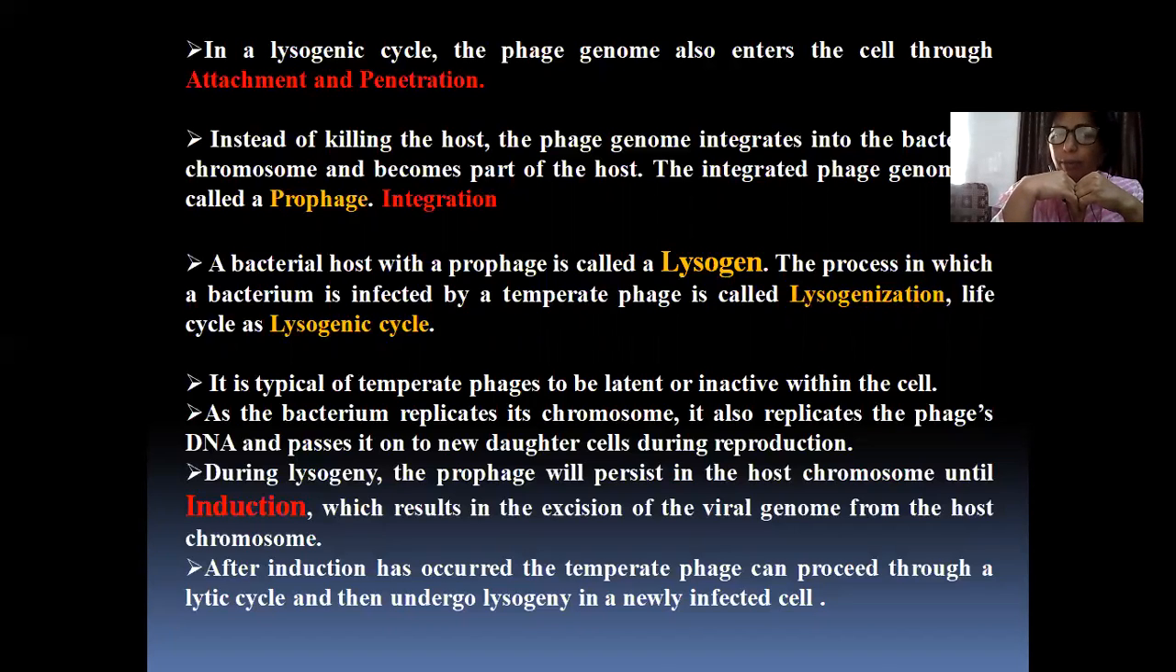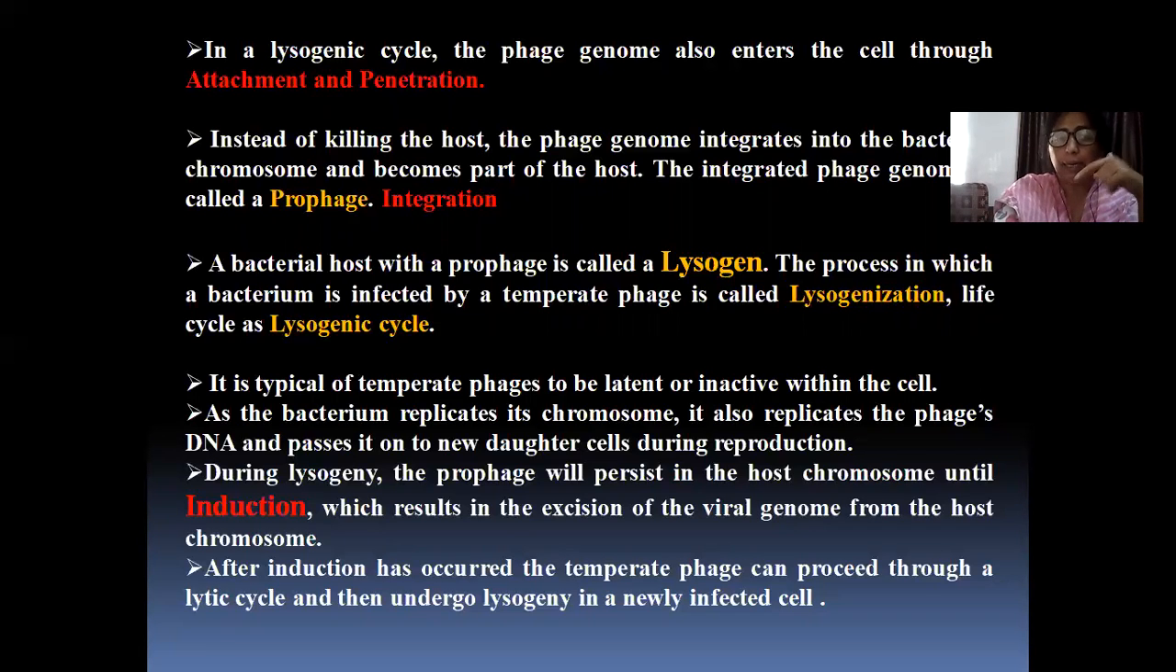It is typical of temperate phages to be latent or inactive within the cell. The virus remains inactive within the bacterial cell. It does not function as a virus. It is a part of the bacterial DNA. As the bacterium replicates its chromosome, it also replicates the phage's DNA and passes it into the new daughter cells during reproduction through a series of generations.